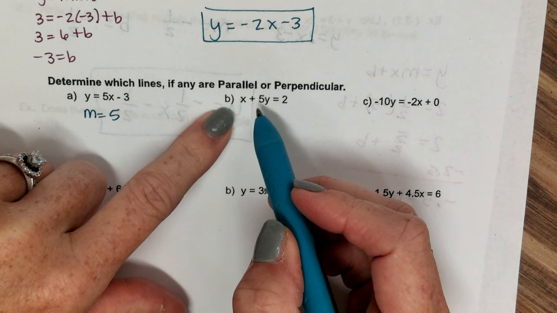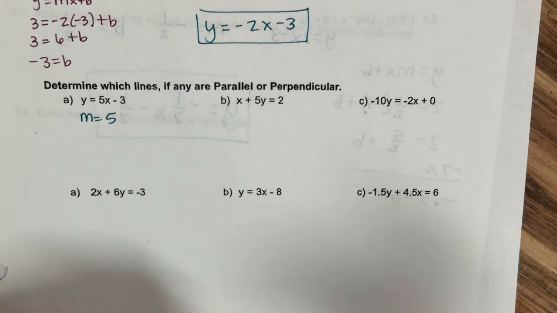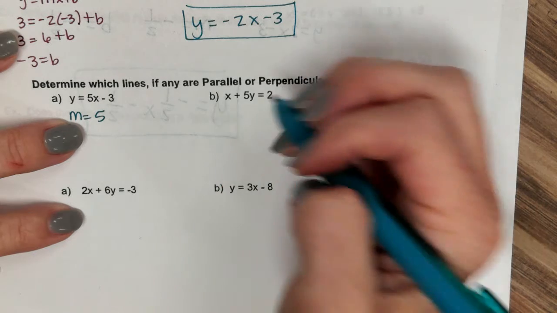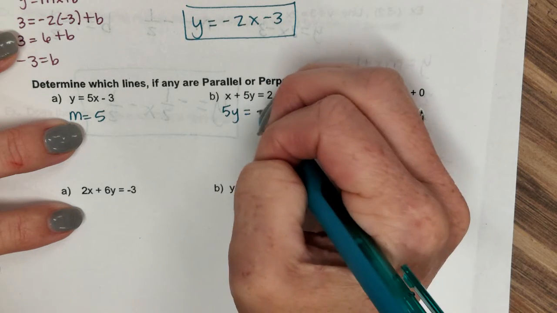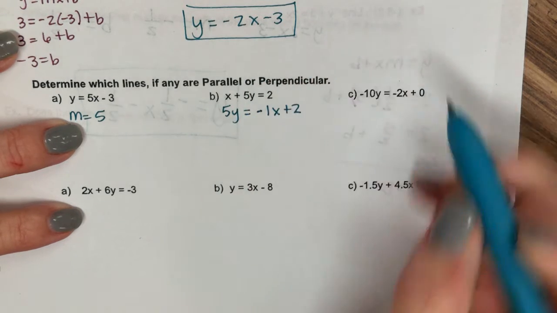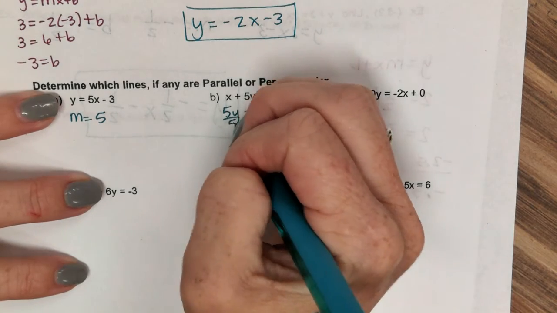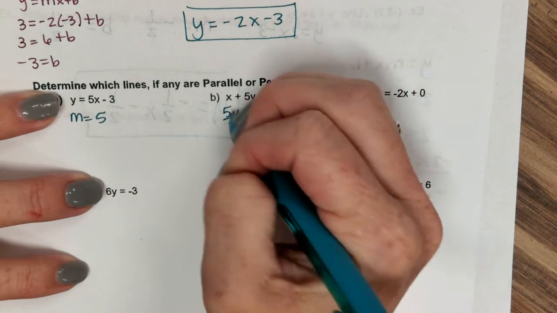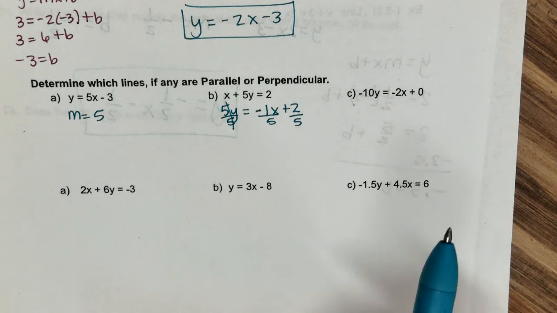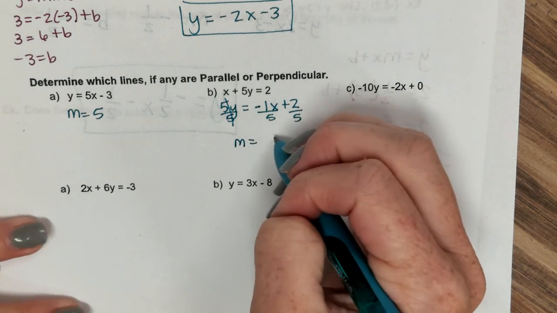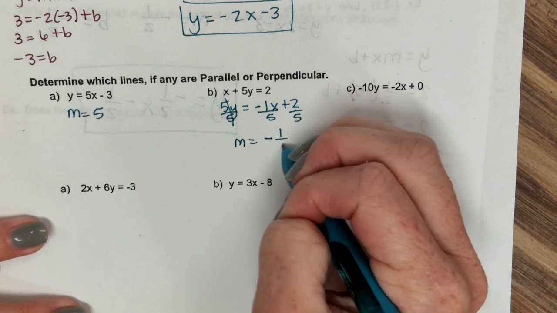Is it in y equals mx plus b form? So what do I need to do first? Rearrange it so I can see the slope. So I would need to move the x by subtraction. So I have 5y equals negative 1x plus 2. Why did I put a 1 in front of it? Because it's going to help me see the slope, yes? I'm going to divide everything by 5. And right there, I can see the slope of this line. What is this slope? m equals negative 1/5.